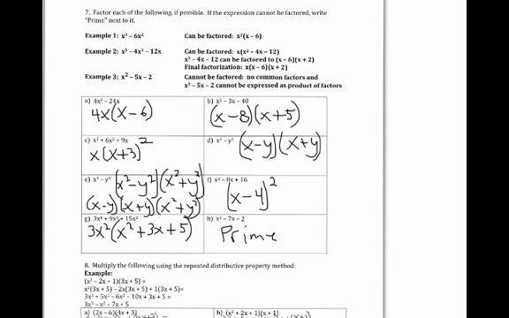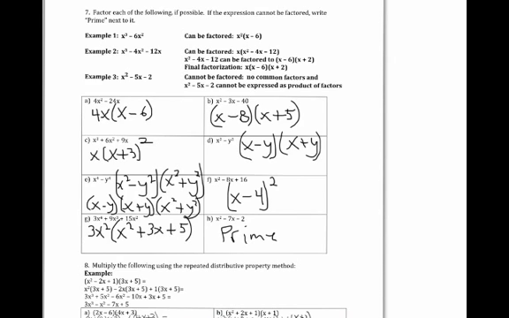Okay, for number 7, we're factoring each of these, and if it cannot be factored, we're calling it prime. So we have to look for a couple things. Common factors, and failing to find any common factors, we then look to see whether we can do the factoring by adding and multiplying, the method that we learned toward the middle of the unit.